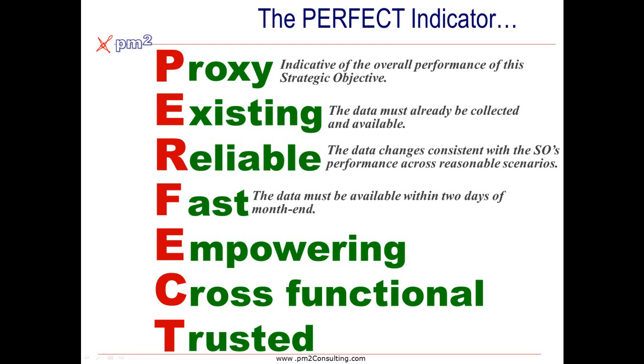Fast, which is perhaps the most important criteria here. The data needs to be available within a day or two of month end. We don't want to be obligated, as we are in financial indicators, waiting for month end allocations and reconciliations. That delay stymies leadership's ability to be agile in the marketplace.